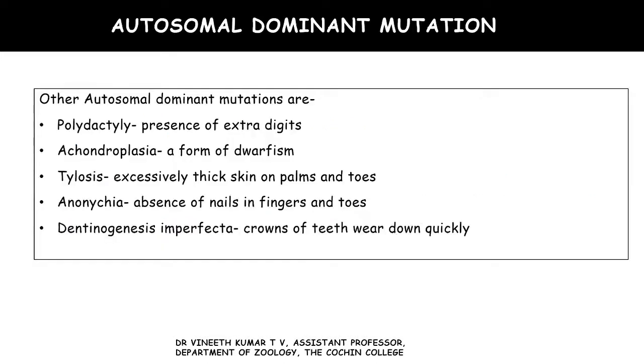There are some more examples of autosomal dominant mutations. The first one is polydactyly, which is the presence of extra digits. The second one is achondroplasia, which is a form of dwarfism. The third one is tylosis, which is excessively thick skin on the palms and soles. The next one is anonychia, which is the absence of nails on fingers and toes, and dentinogenesis imperfecta, in which the crowns of the teeth wear down quickly. So these, along with brachydactyly, are examples of autosomal dominant gene mutation disorders.